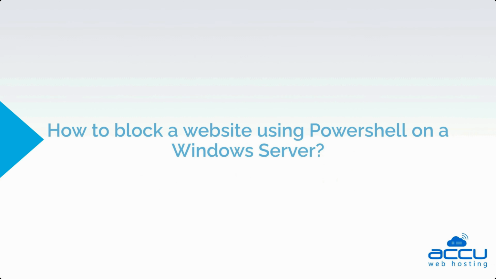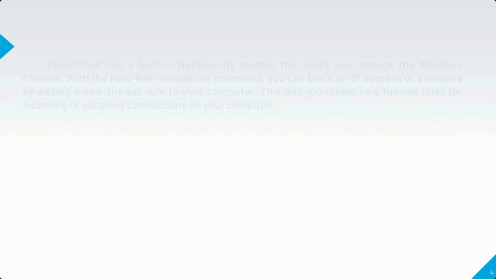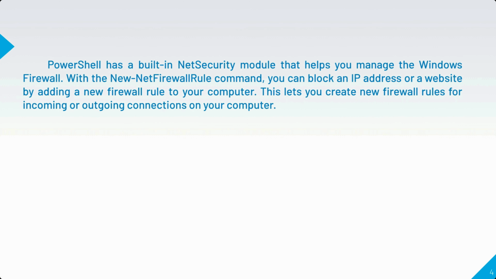Today, we will learn how to block a website using PowerShell on a Windows server. PowerShell has a built-in NetSecurity module that helps you manage the Windows firewall. With the New-NetFirewallRule command, you can block an IP address or a website by adding a new firewall rule to your computer. This lets you create new firewall rules for incoming or outgoing connections on your computer.